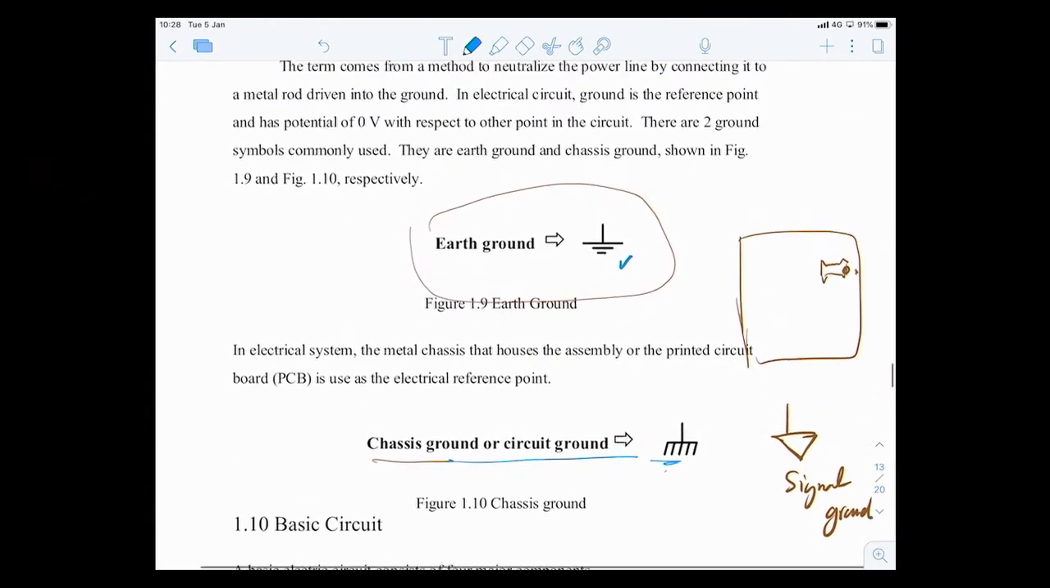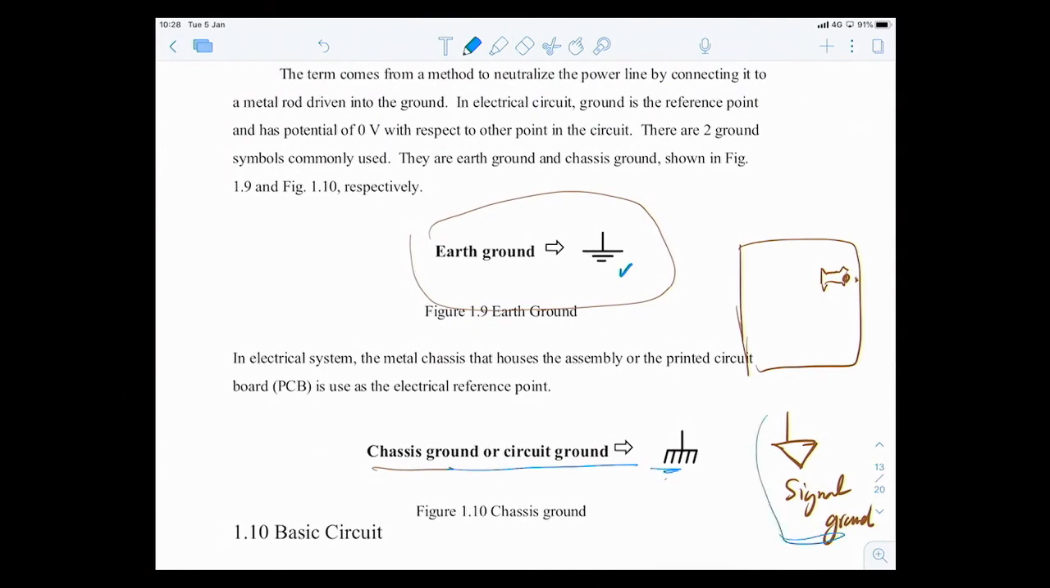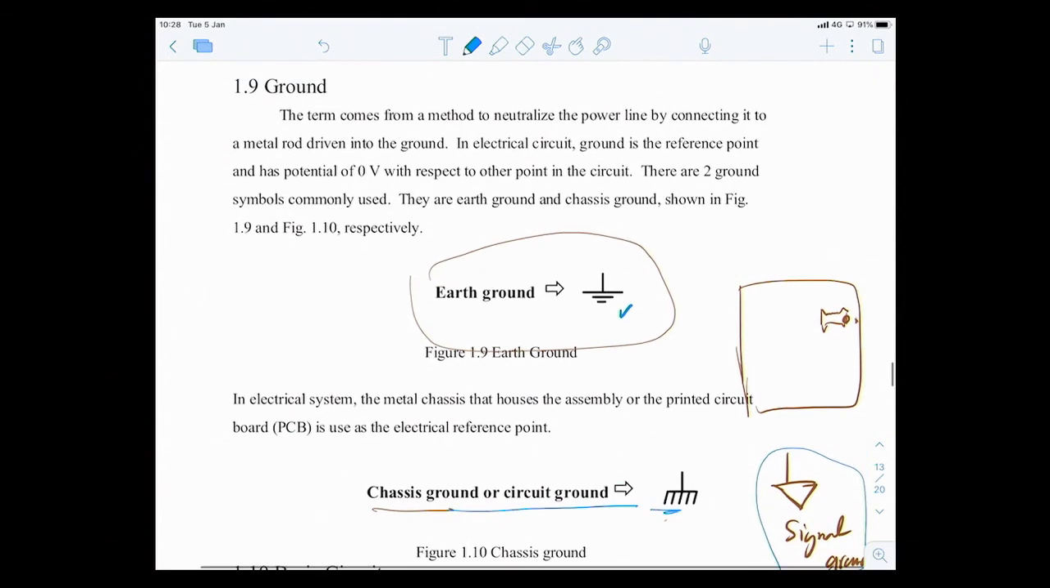Another one is of course signal ground. But all of this just means that grounding is a reference point. Ground is a reference point and has a potential of 0 volt with respect to other points in the circuit. This is the definition of the word grounding. Anyway, you see that we use earth ground a lot. It's simple to write.